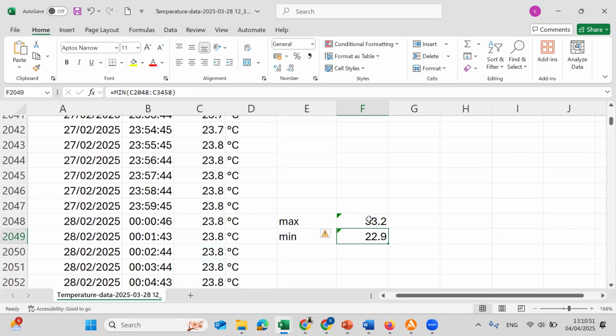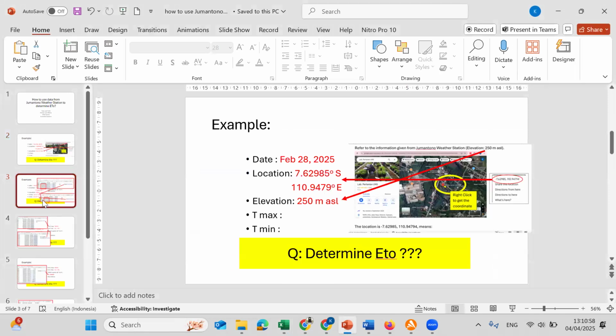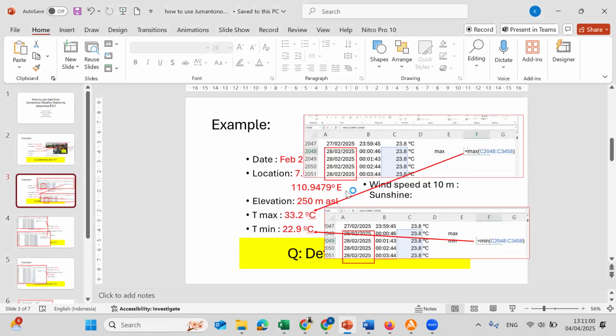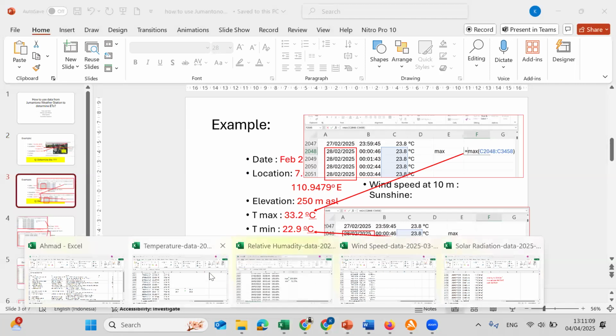So we got that the maximum is 33.2. We put the number here. Maximum is 33.2. And then do the same for the minimum temperature.